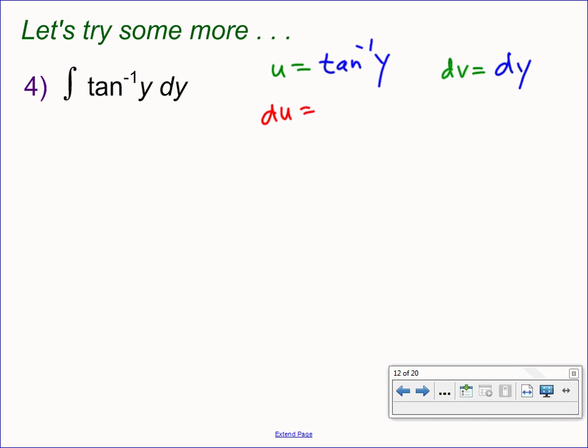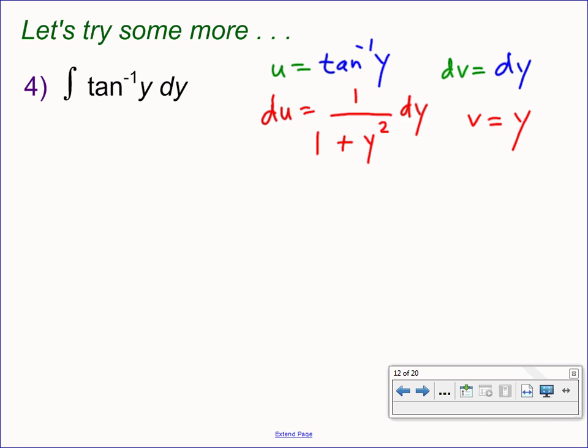Well, if u is inverse tangent of y, then du must be 1 over 1 plus y squared dy. If dv is given by dy, then v must be what? Y. That's it. All right, let's go ahead and complete our substitution then.